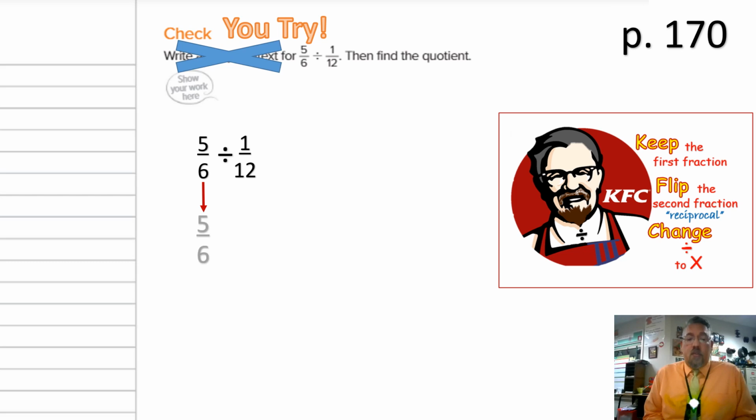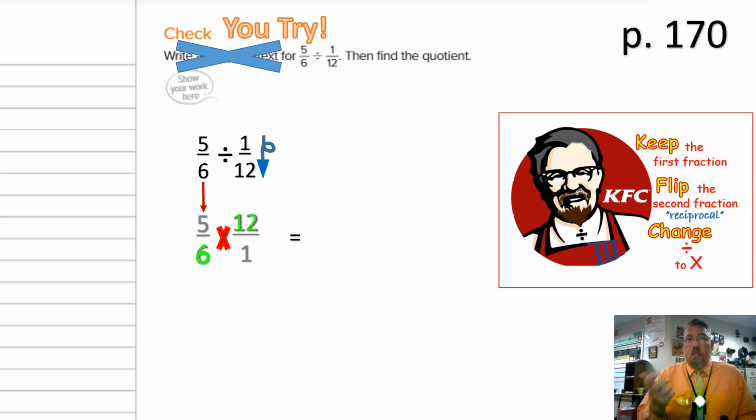You keep your first one, and then you know you're going to flip your second one, so 12 or 1/12 becomes 12/1. And then I know I can't divide, so you change your division into multiplication. Then, if I look at it, I know that I have 6 and 12. They're both even. So I could reduce it by 2s. If I reduced it by 2s, my 6 would become 3, and my 12, excuse me, would become 6.